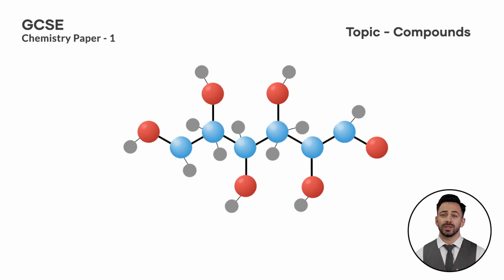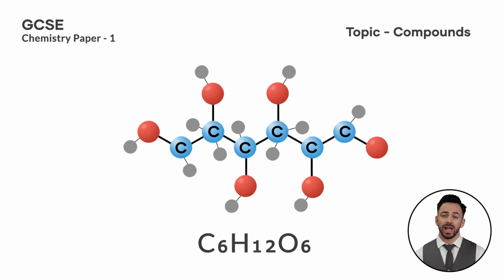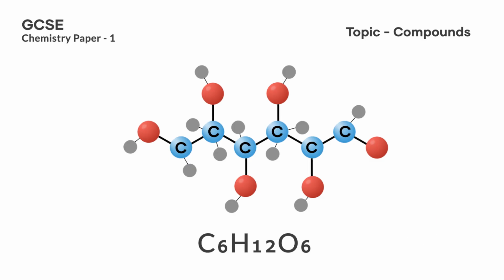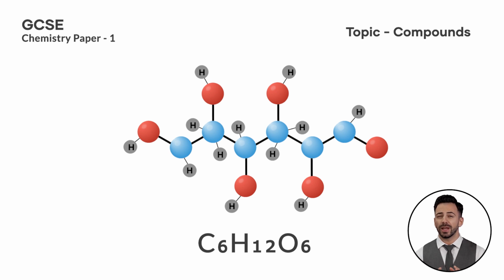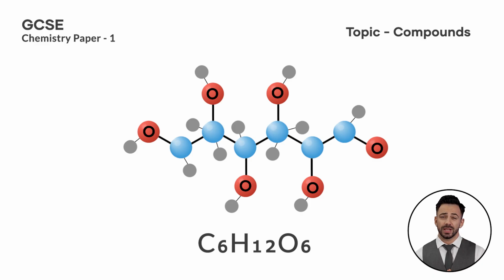Now look at glucose, C6H12O6. How many carbon atoms are there? 6. How many hydrogen atoms? 12. And how many oxygen atoms? 6. Altogether, that makes 24 atoms in one molecule.